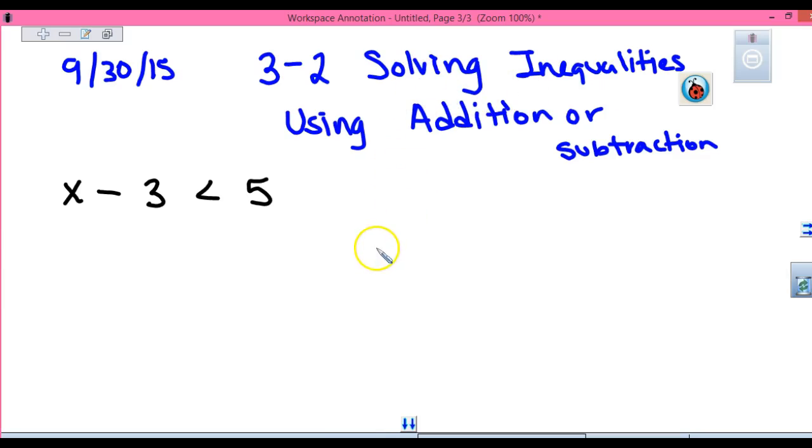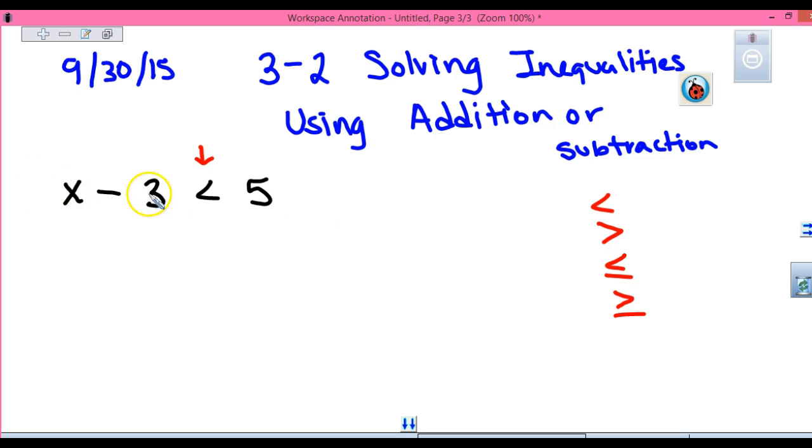Today we're solving inequalities using addition or subtraction. So in solving the inequality, we're using the same steps we did with equations, except that our sign has changed. It's either a less than, a greater than, a less than or equal, or a greater than or equal.